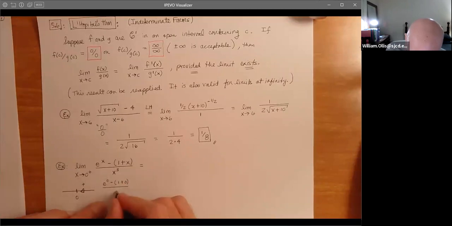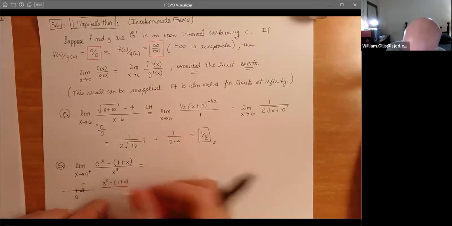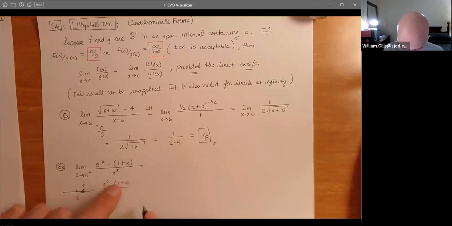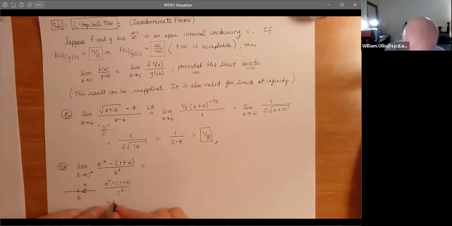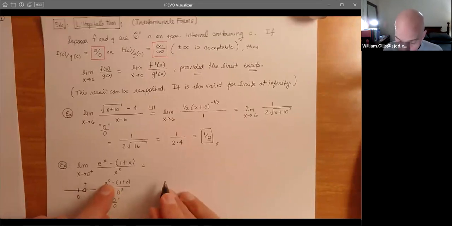And then, of course, we have 1 cubed, 1 cubed, 0 cubed. And of course, this is just 1 minus 1. So this just gives us a 0 over 0. So e to the 0 by definition is 1, 1 minus 1.